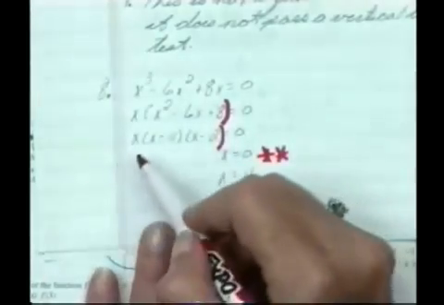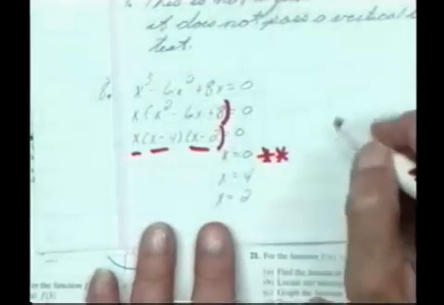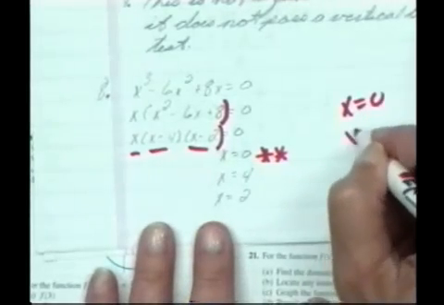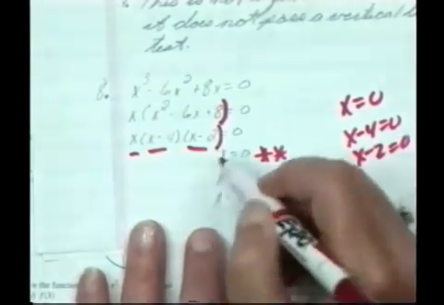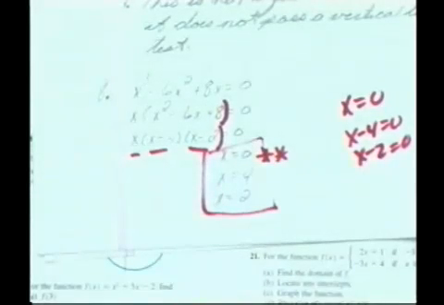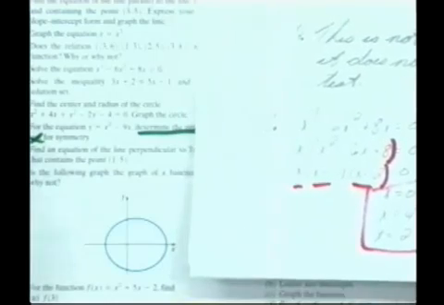You're really setting each factor equal to 0. X equal to 0, x minus 4 equal to 0, x minus 2 equal to 0, and then this is your solution. Best I can tell, that looks perfect. Anybody agree, not agree? All right, excellent. Okay, number 10, you got to skip.